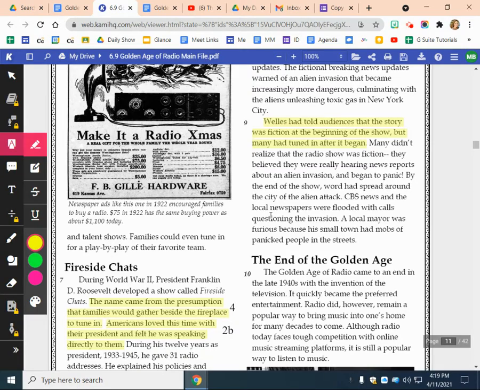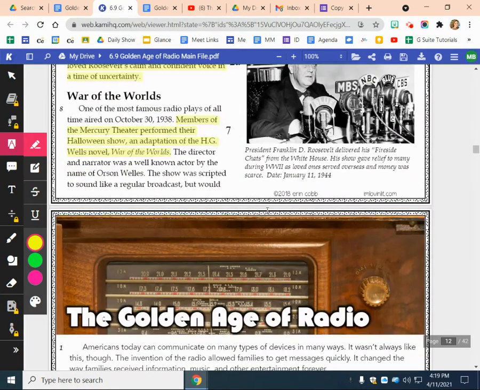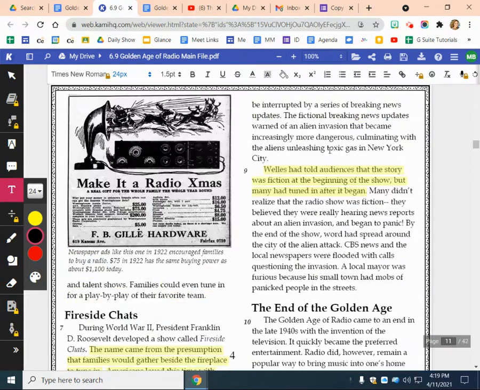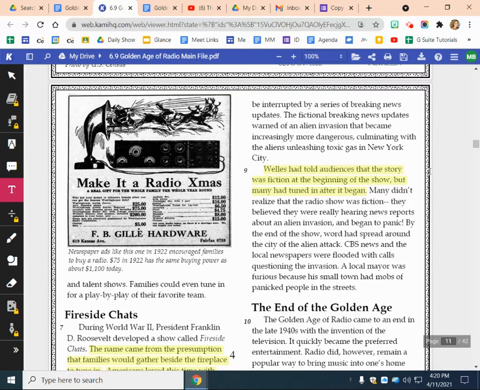So I would have to guess that because he was the director, and the director is usually the person in charge who makes all the decisions, they're ultimately who's responsible for what happens, whether good or bad. So I'm going to go ahead and highlight that sentence right there. The director and narrator was a well-known actor by the name of Orson Welles. Because he was the director, we can make an inference that he is actually responsible for the outcome of the show. We're going to label that 8A, and then go back up here, insert a text box, and label this one 8B.